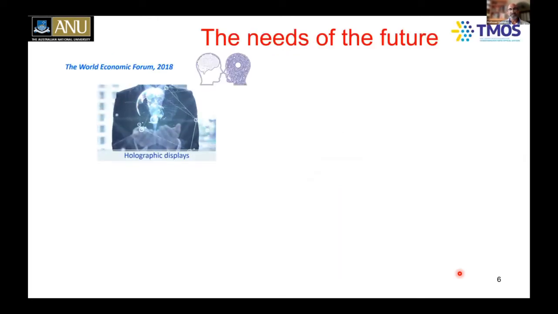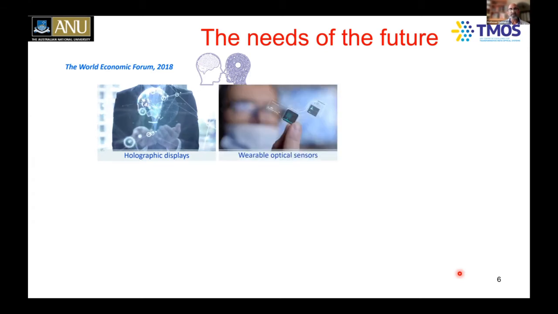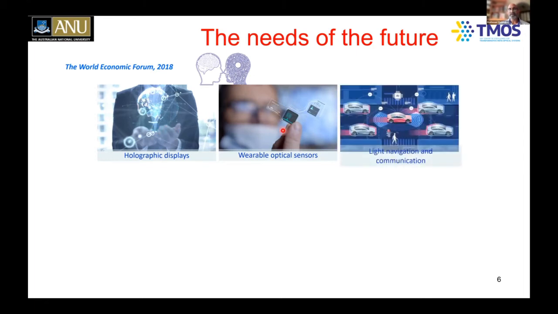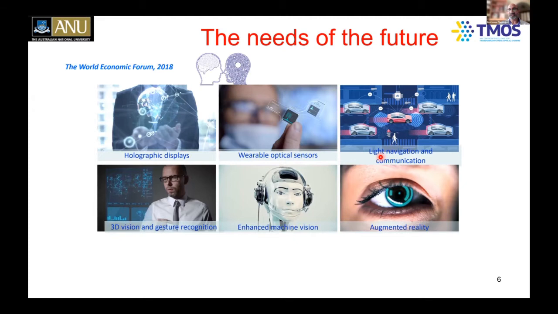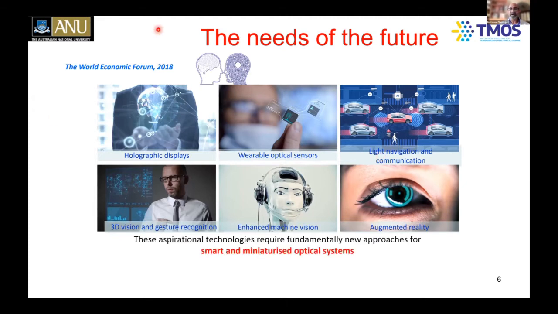Also, the World Economic Forum has identified various technologies needed for the next generation industries, and they've identified holographic displays. We are working on technologies which will open up opportunities for us to see holograms coming from our phones, and also wearable optical sensors continuously monitoring our health, and also light navigation and communication, particularly LiDAR technologies, so that you're able to have autonomous vehicles, 3D vision and gesture recognition, and enhanced machine vision and augmented reality. And again, all these require smart miniaturized optical systems.